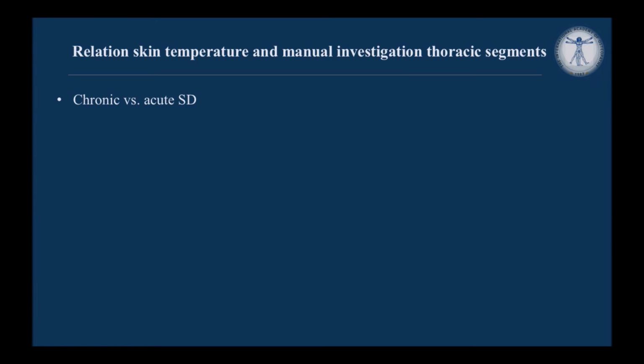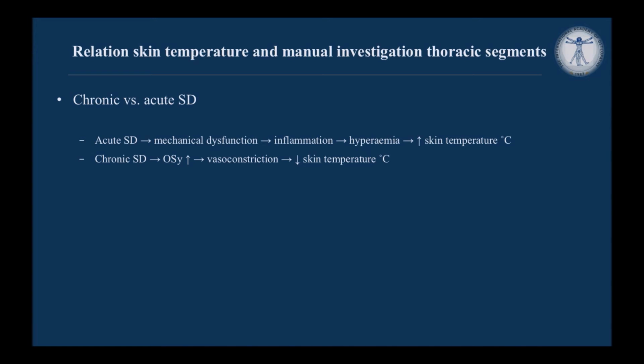Secondly, why a free segment at the level of T4 and T5 showed a lower mean paraspinal skin temperature difference compared with the segment that was not free is possibly due to the period somatic dysfunction is present. When there's an acute somatic dysfunction, there's also a mechanical dysfunction. Mechanical dysfunction leads to inflammation, through which skin temperature is increased. With a chronic somatic dysfunction, the same neurophysiological pathways are stimulated, leading to a decreased skin temperature. So summarizing, acute somatic dysfunction leads to an increased skin temperature, chronic somatic dysfunction leads to a decreased skin temperature.